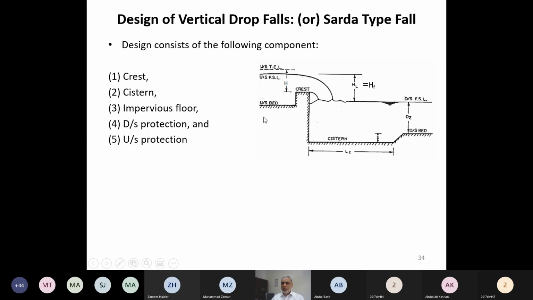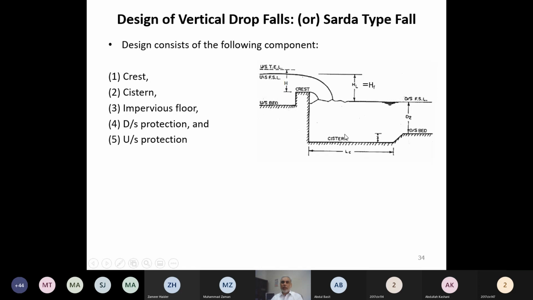In addition to this impervious floor, we don't immediately start the normal canal on the downstream and on the upstream side. So we provide some stone pitching. This is the same concept as in the case of the barrage. You have the pucca floor, and then you have the flexible apron. Over there they call it flexible apron. We are saying that thing over here as the downstream protection and the upstream protection.